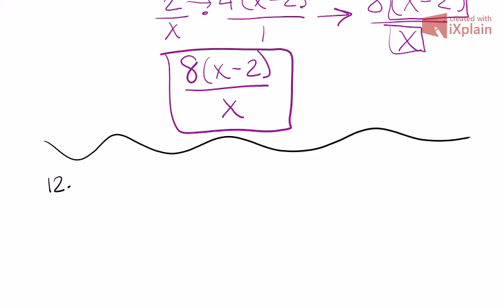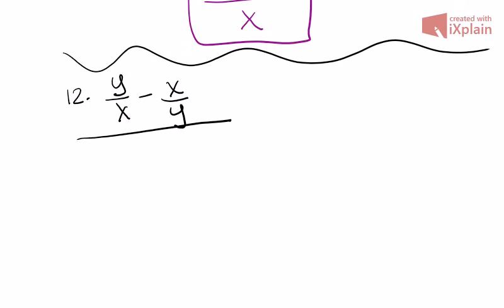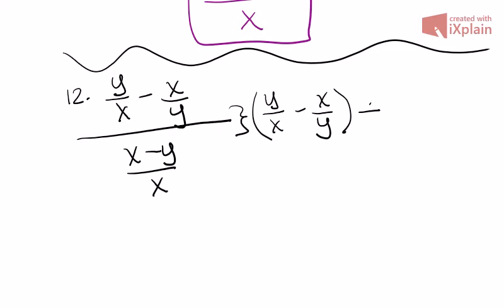And moving on. So 12 just looks like a hot mess. So y over x minus x over y all over x minus y over x. This situation, I avoid at all costs. So this problem is really saying y over x minus x over y, that's your top group, divided by x minus y over x. So I changed the big divide bar into a divide symbol.